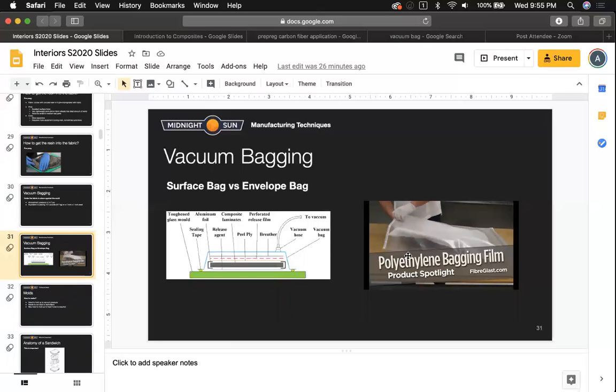You can imagine that for a really big part, like an entire bottom half of a car, it might be hard to get the entire part into a bag. That's where using a surface bag is a lot more feasible. But in general, it can be easier for smaller parts to put them in a bag and suck all the air out than trying to tape up a nice surface bag onto it and suck it down without having any leaks.